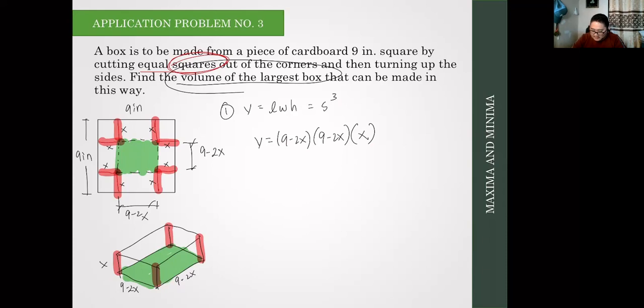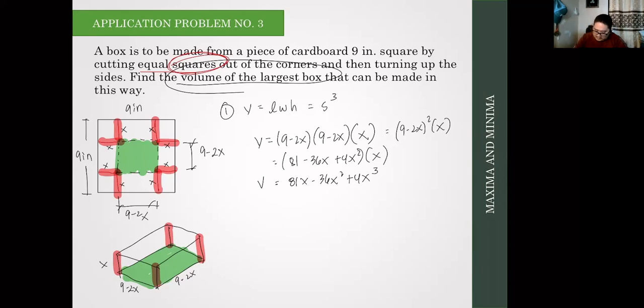Pero maganda kung mas simplify natin. Ito pwede siya maging 9 minus 2x squared times x. Or pwede na natin i-distribute na lahat, no? So, yung binomial magiging siyang 81 minus 36x plus 4x times x, x squared to. Tapos pag sinimplify, 81x minus 36x squared plus 4x cubed. Okay? Sinimplify ko para mas madali siyang i-derive. Kasi pag dinerive mo siya, derivative ng power lang siya.